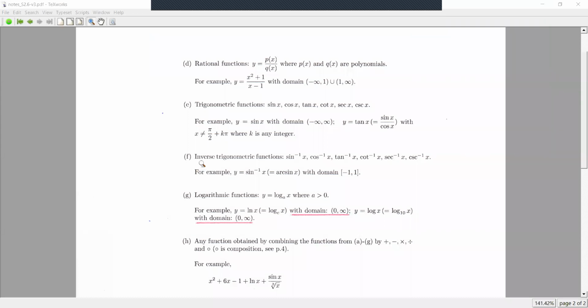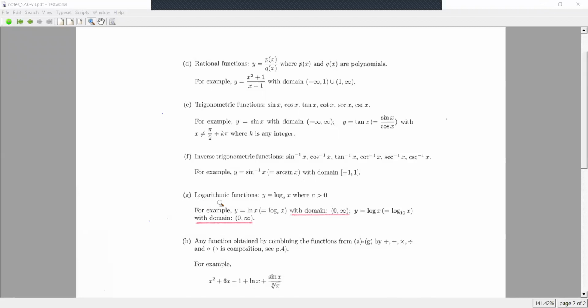F, inverse trigonometry functions. There are 6 inverse trigonometry functions. For example, inverse sine. A second notation for inverse sine is asine. The domain of inverse sine is any number between and including negative 1 and positive 1.